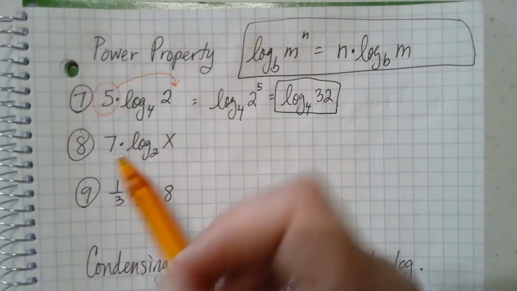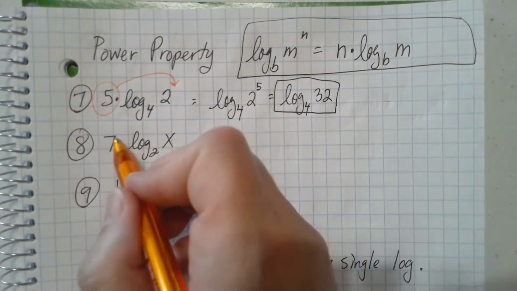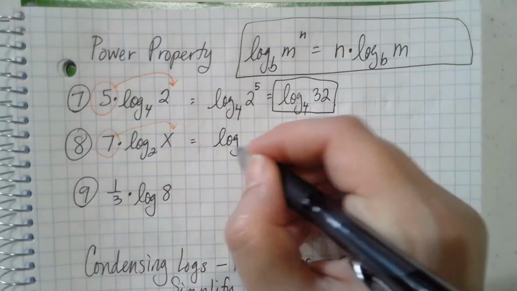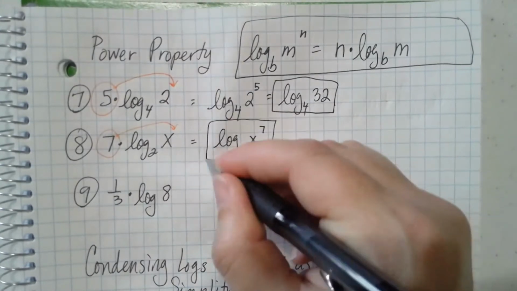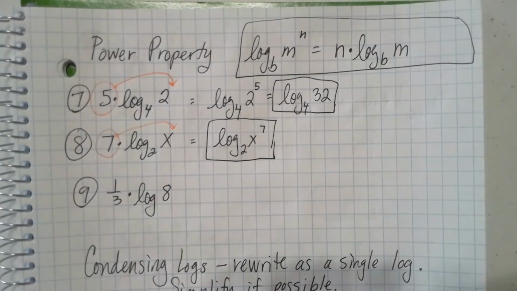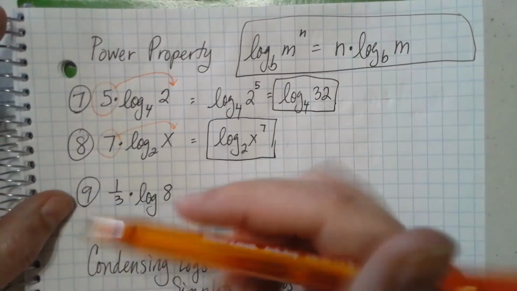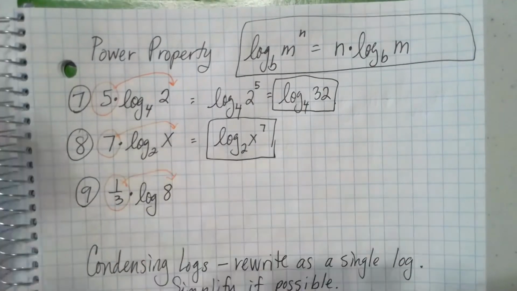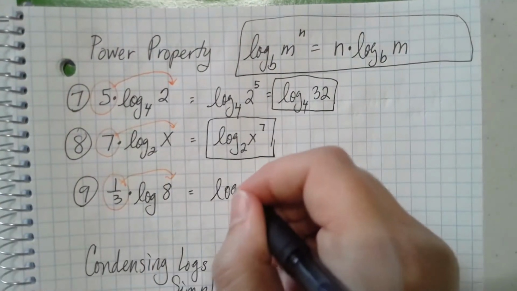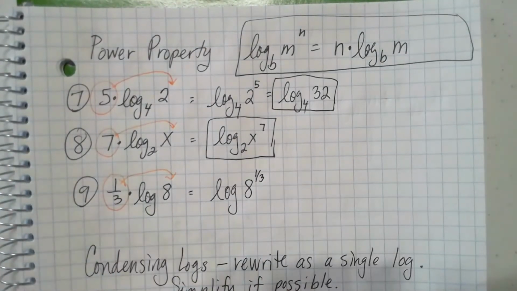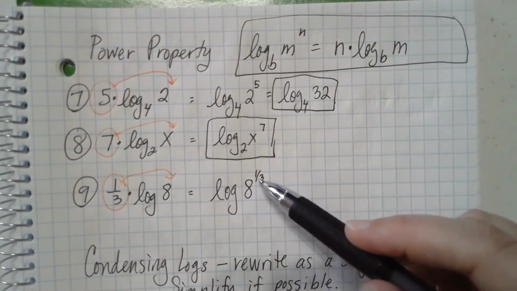All right, number 8, 7 times log base 2 of x. So this 7 is going to come over here as our exponent: log base 2 of x to the 7th power. We can't do anything else with that. And 1/3 times log of 8. Log, we've got a base 10 there. If you want to write that in, you can. This is 8 to the 1/3 power. So 8 to the 1/3 power.